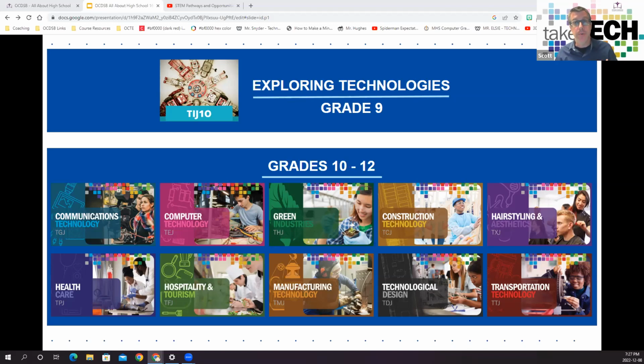And what that allows them to do is decide, I really liked this area. I really liked working in transportation. Well, we have a stream for you. I really liked working in engineering. We have a stream for you. I really liked working in hairstyling and aesthetics. I think you get it.